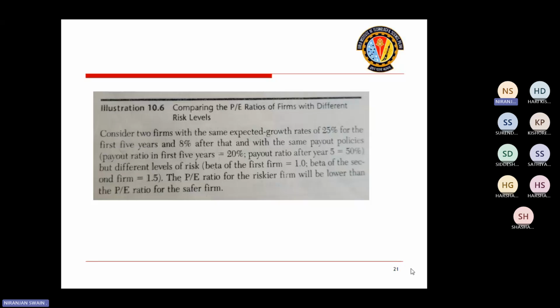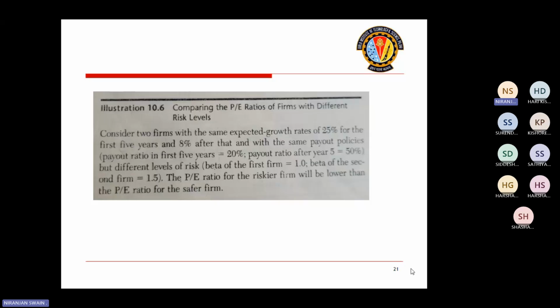Consider two companies with the same expected growth rate of 25% for the first 5 years and 8% after that, and with the same payout policy. Payout ratio in the first 5 years is 20%. Payout policy after 5 years is 50%. But they've got different levels of risk. Two companies, all else the same, but different levels of risk.